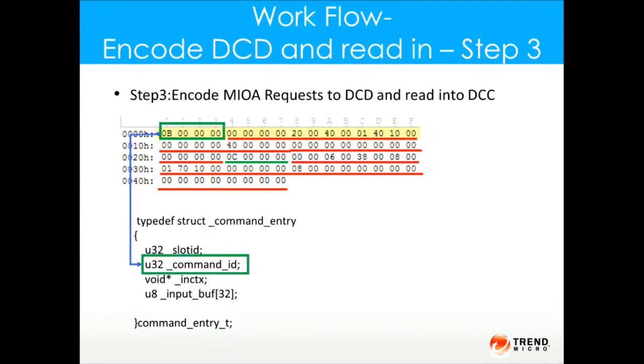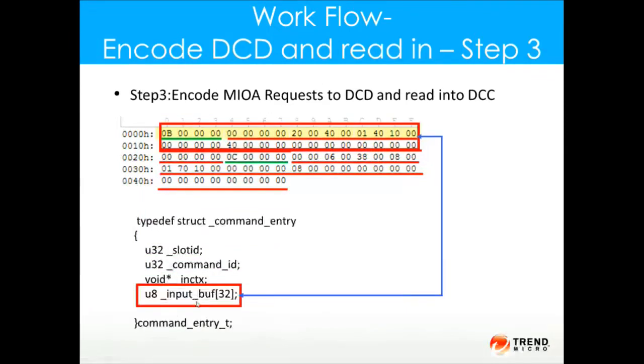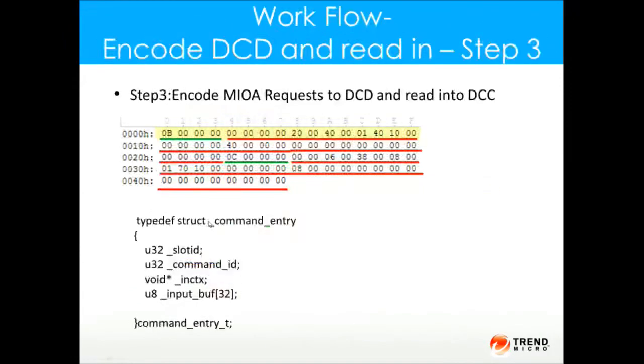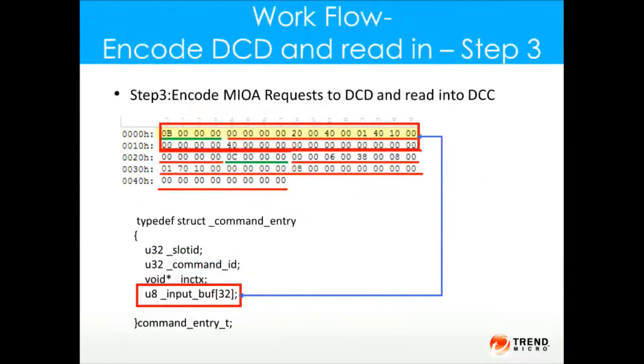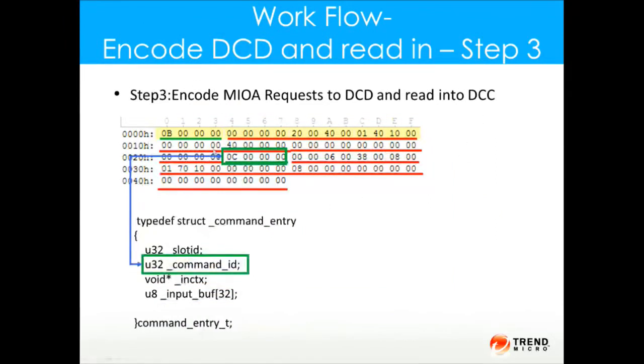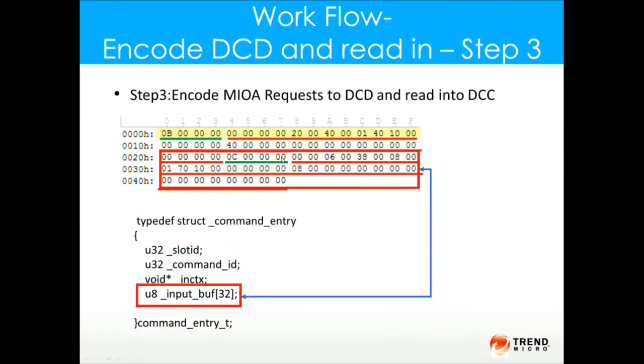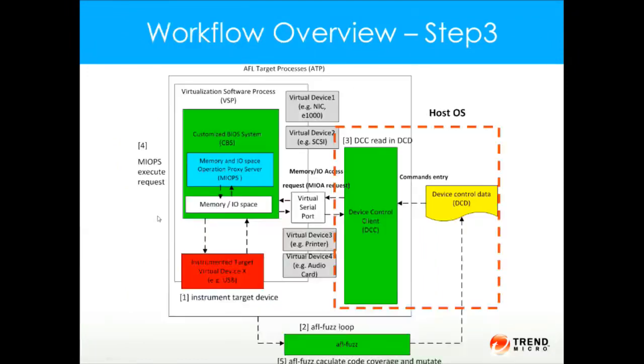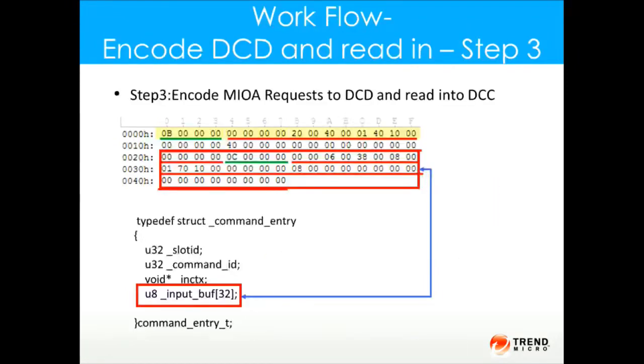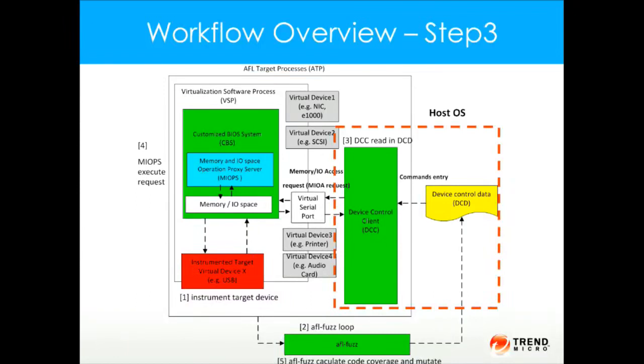For example, here we can encode the command ID as the first 4 bytes in our DCD, and the following is the input buffer here in this rectangle, and also another item of command ID in the green rectangle, followed by the input buffer here in the red rectangle. Okay, this is the step 3 in the whole picture.